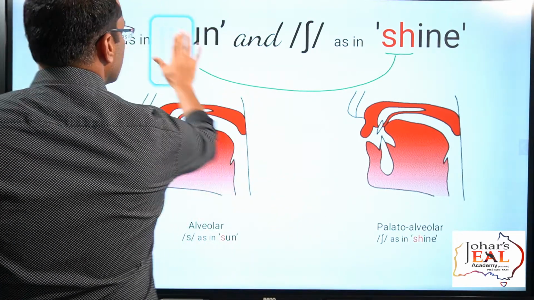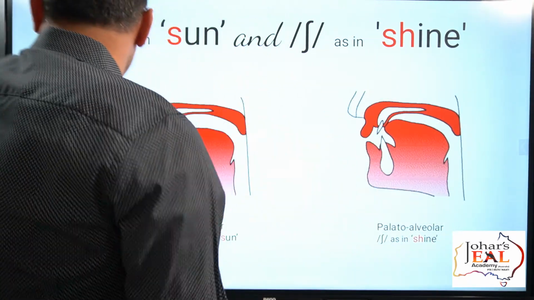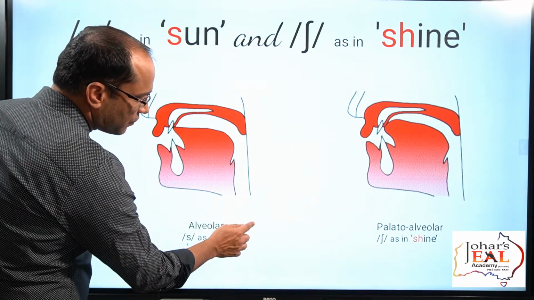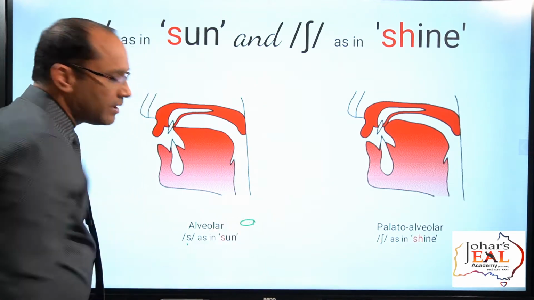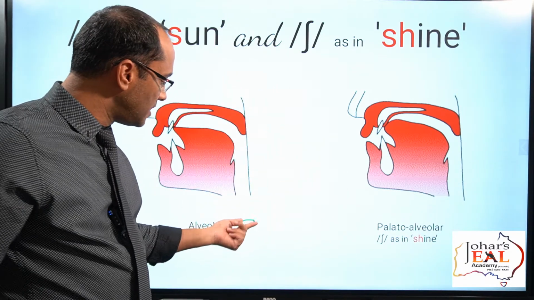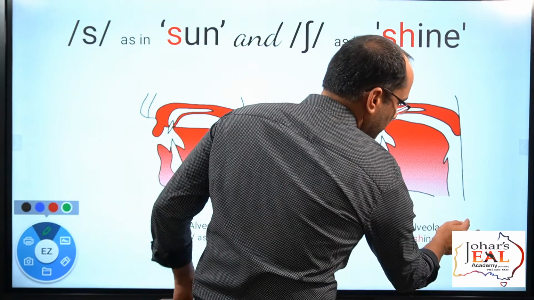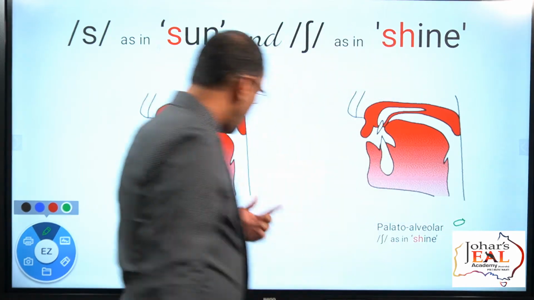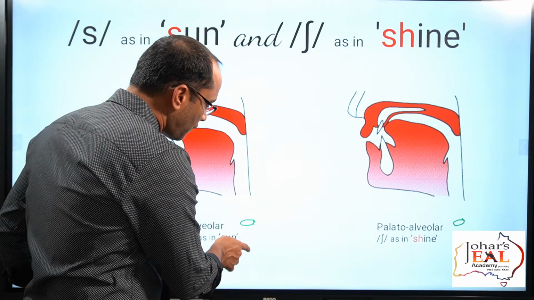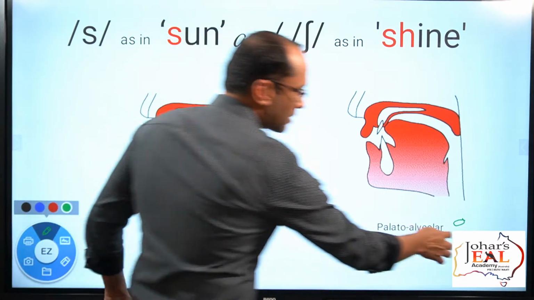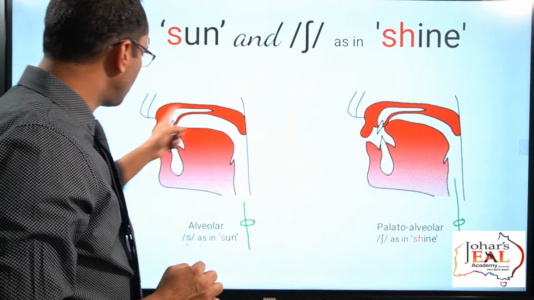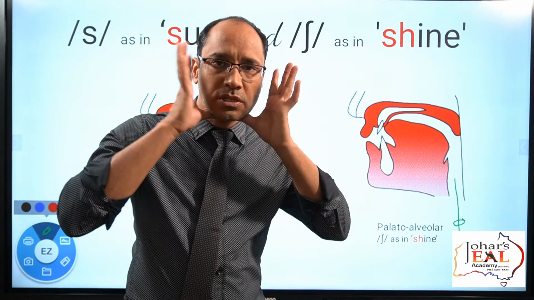If you look at this one, first of all, here are your vocal cords. They are lip-like structures, here and here. Both of these sounds are voiceless sounds. Voiceless sounds mean that when the air from your lungs comes out, it passes through your speech organs, which are mostly this part.